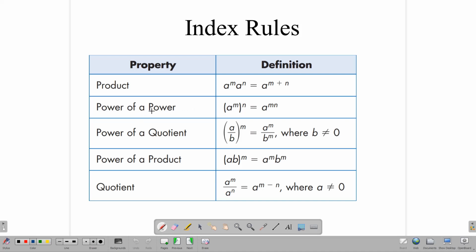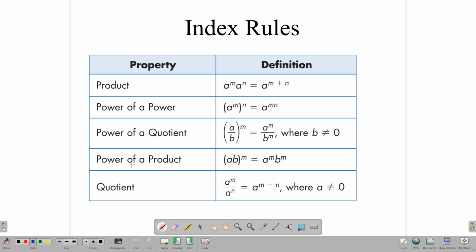The power rule says that if we are taking a power to another power, that is a to the m raised to the n, then all that we do is multiply m by n. The quotient with a power: if you have a quotient raised to a power, then both numerator and denominator are raised to that power. Of course, you shouldn't have a 0 in your denominator. That would make the whole thing meaningless.